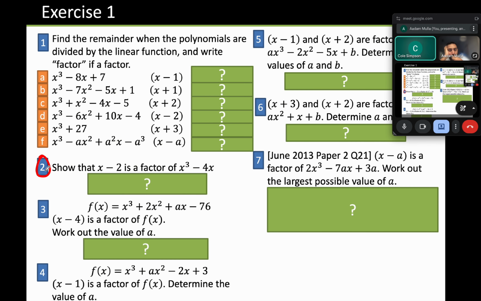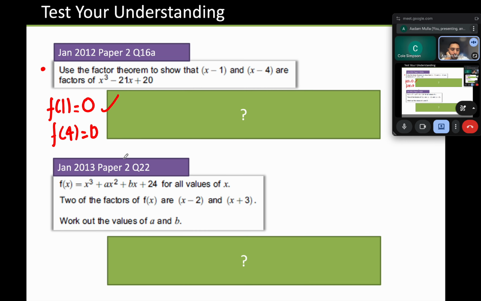B. So then 2 for x. What should you get? 2 cubed. 0. Yeah, you don't have to do it. I'm going to do this question here.